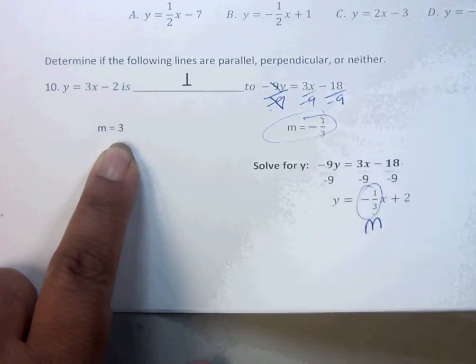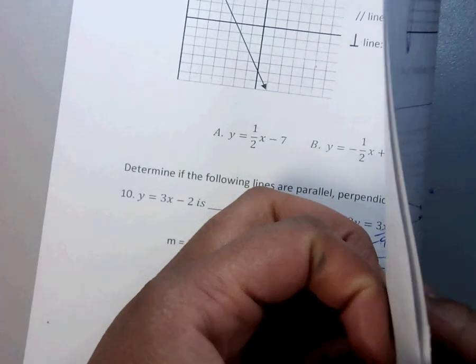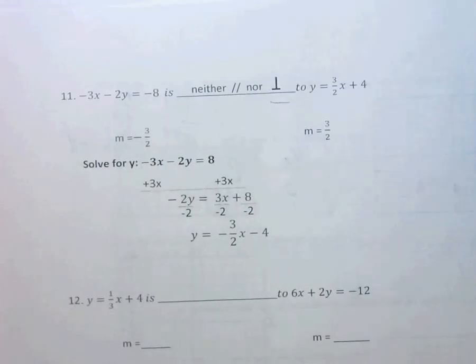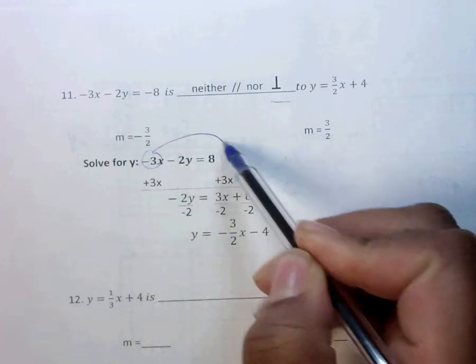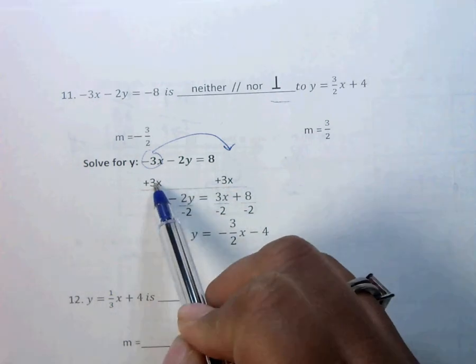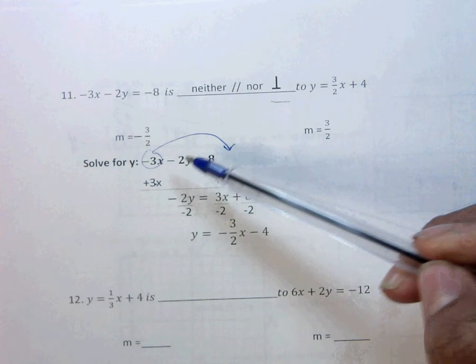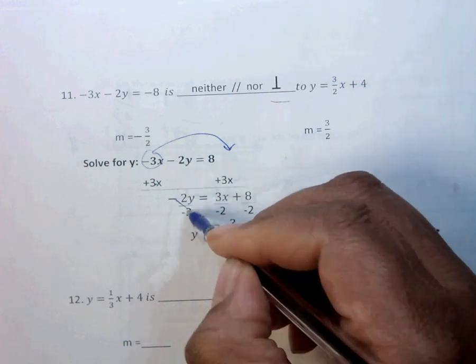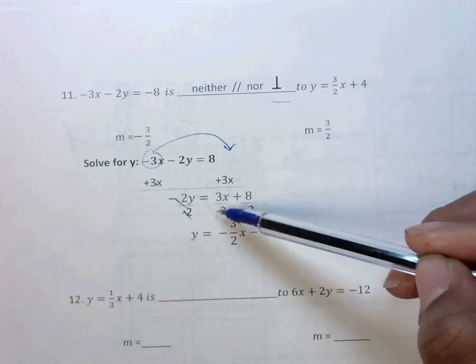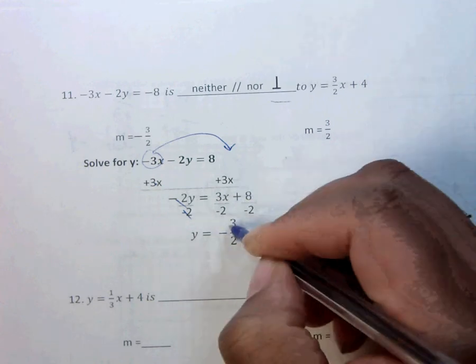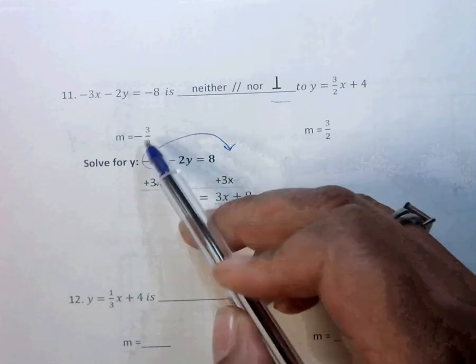On number 11, I had to move 3x over by adding it. That gave me 3x plus 8. Then I had to divide off the negative 2. And that gave me negative 3 halves and then a minus 4. So the slope is negative 3 over 2.